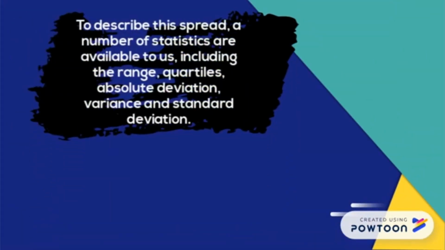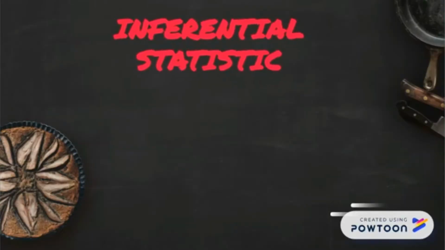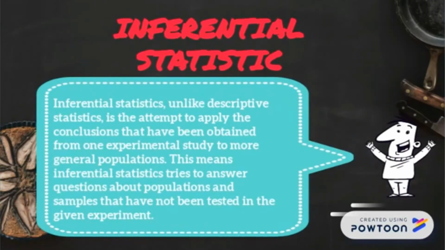To describe the spread, a number of statistics are available to us, including the range, quartile, absolute deviation, variance, and standard deviation. Inferential statistics, unlike descriptive statistics, is the attempt to apply the conclusions that have been obtained from the experimental study to a more general population. This means inferential statistics try to answer questions about populations and samples that have not been tested in the given experiment.